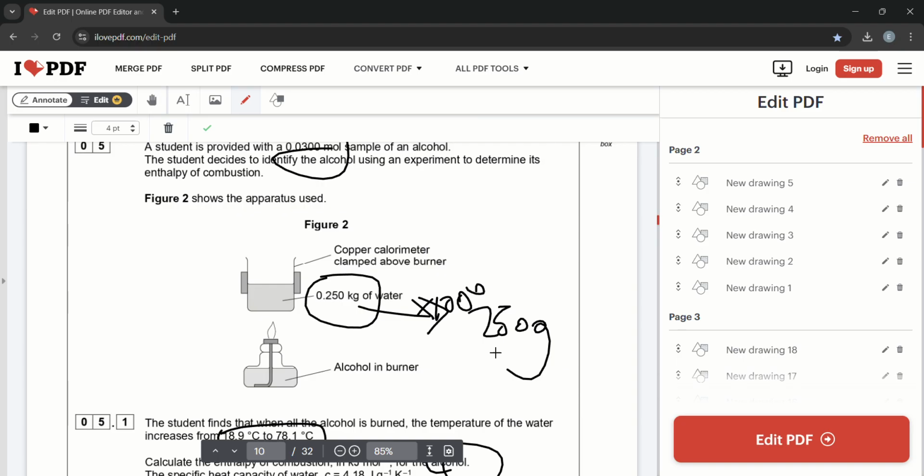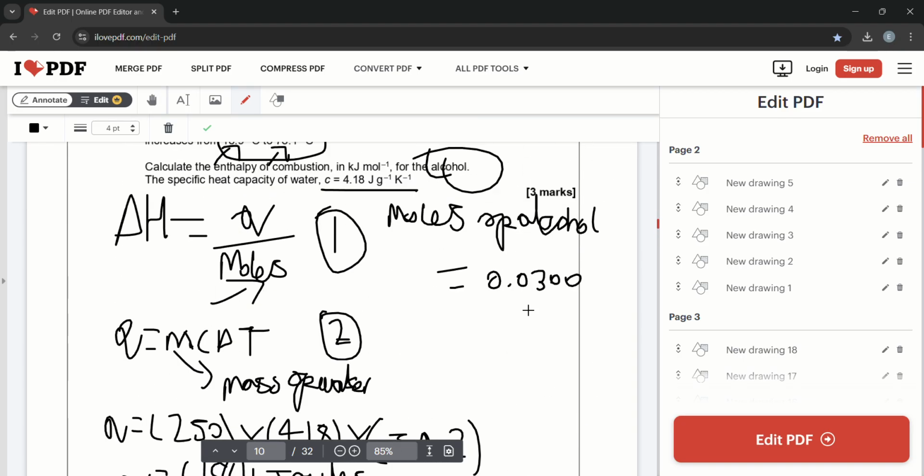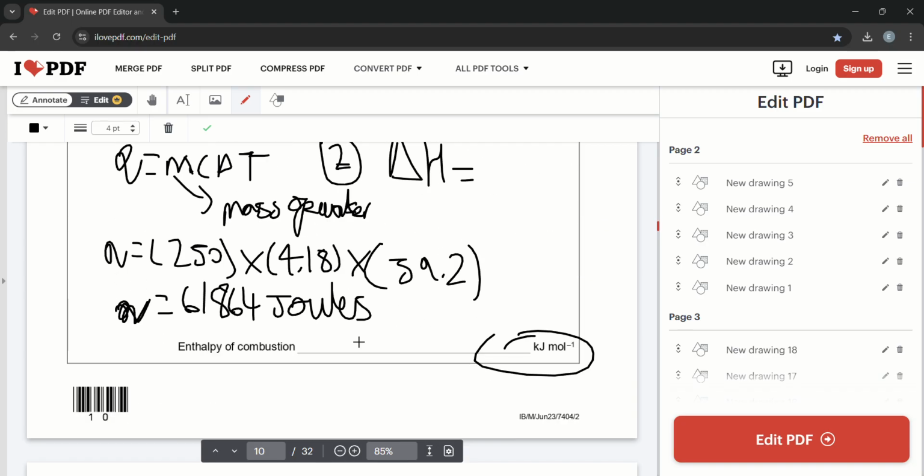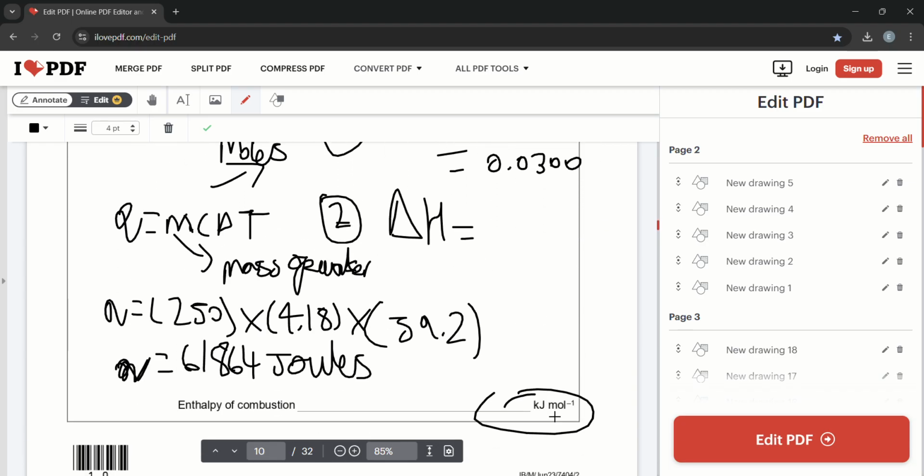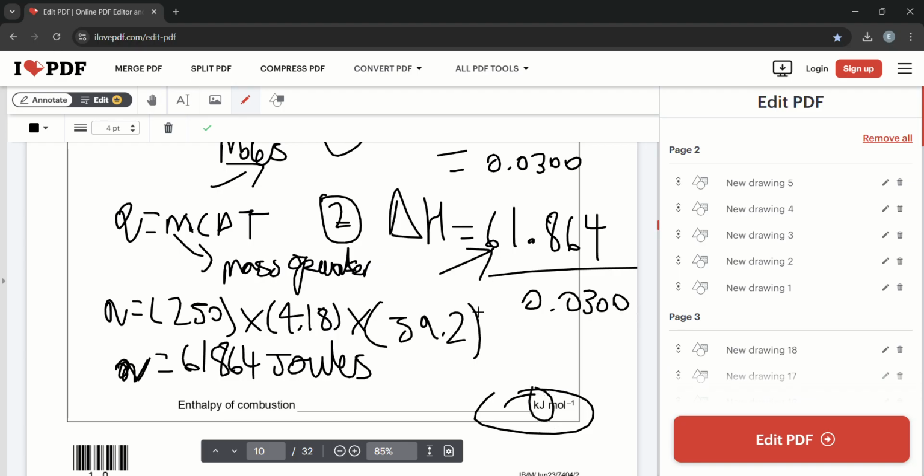0.0300. That's why it probably is 3 marks, because it's already given us one of the values. Therefore, delta H equals Q in kilojoules, kJ mol^-1. So we do need to do 61,864 divided by 1,000, so 61.864 divided by 0.0300. Delta H is Q in kilojoules divided by the number of moles, and that would give me 2,062 kilojoules per mole, kJ mol^-1.